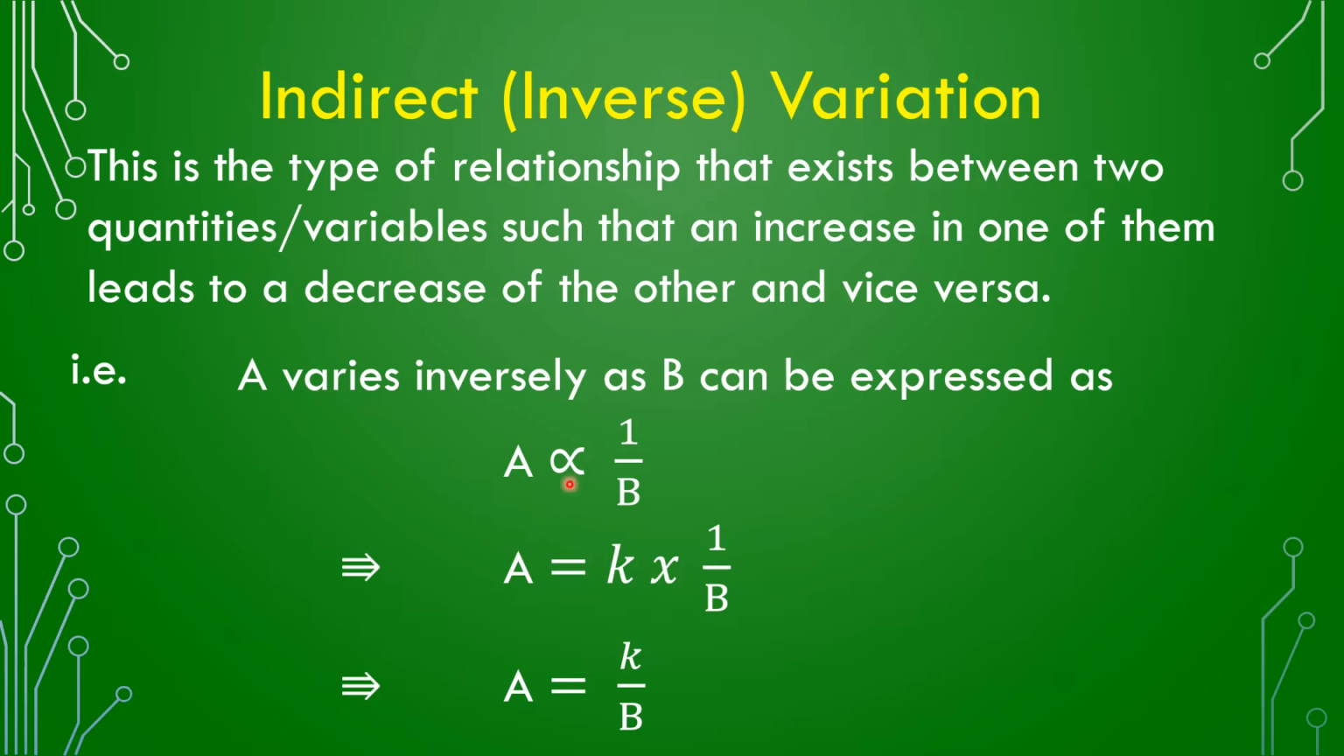Just to remind you, this expression here, A varies as 1 over B, means if A increases, B will decrease. Or if A decreases, B will in turn increase. Now let's go further to solve problems in inverse variation.